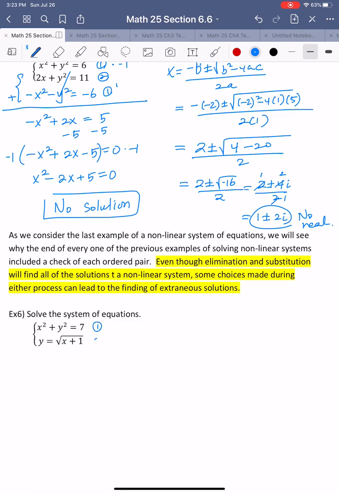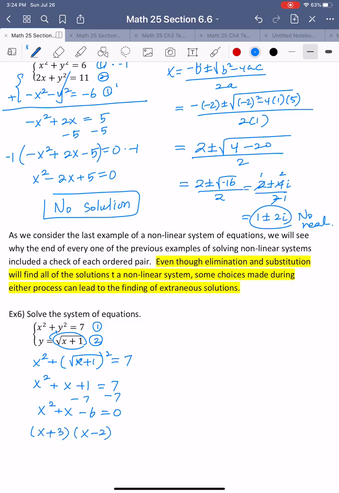So equation 1 and equation 2, for example 6. Equation 1 is a circle equation, and equation 2 is a radical equation. So of course I'm going to use substitution. I'm going to plug into equation 2, radical x plus 1, into the y squared. So I got x squared plus radical x plus 1 squared equal to 7. Squaring the radical means you can pull out the radical. Then you got x squared plus x, and subtract 7 from both sides, minus 6 equal to 0. This is factorable. So your x comes out as negative 3 and 2.